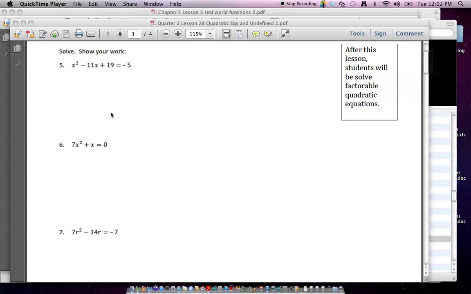Okay? So if you have to split your attention between the word problem and the basic method of solving a quadratic equation, you're setting yourself up for trouble. So make sure that you understand how to solve a quadratic equation before we're done.